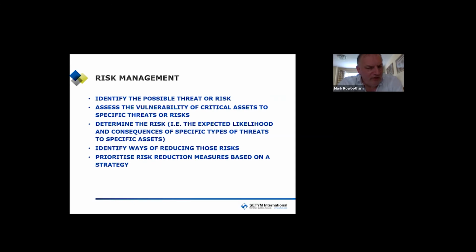So the vulnerability then says we are all vulnerable, but to what extent can we reduce that vulnerability? And then determine the actual risk itself, in other words, the likelihood and the impact, and therefore the consequences of specific types of threats to specific assets, whether it is computer technology, programs, operating systems, hacking, as I said, anything which could be severely compromised, even things like the internet.